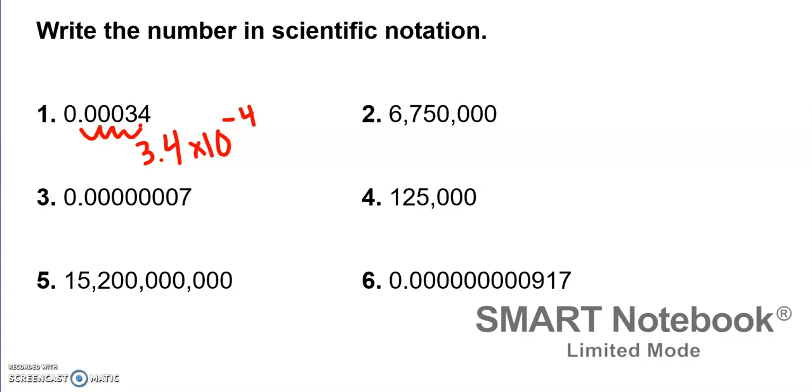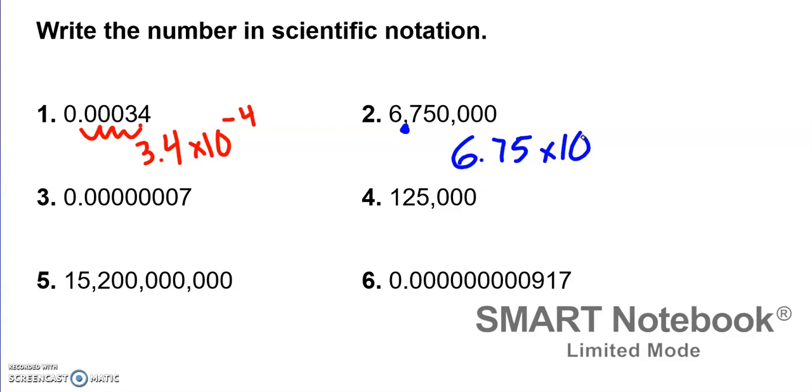For example, in number 2, we have 6,750,000. We have to put our decimal. It's going to be right there, between the 6 and the 7. So it's going to be 6.75. We don't need to include all of the extra zeros. That's where our times 10 to some power comes in.